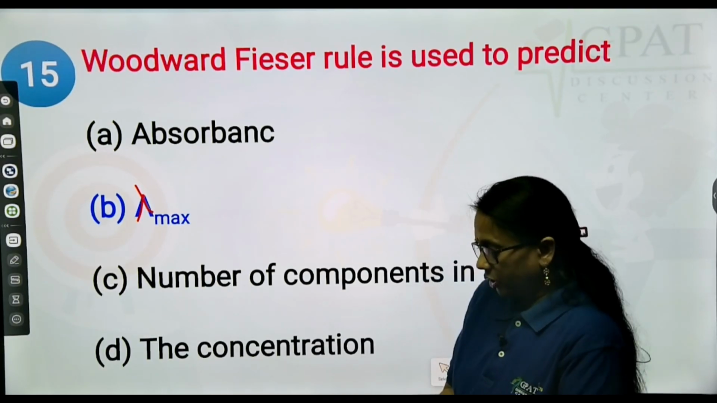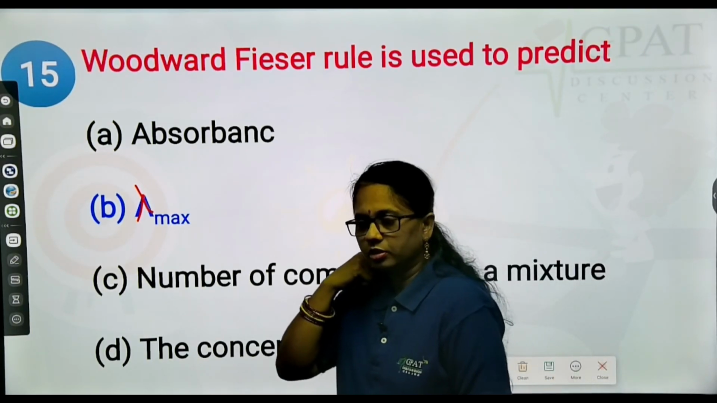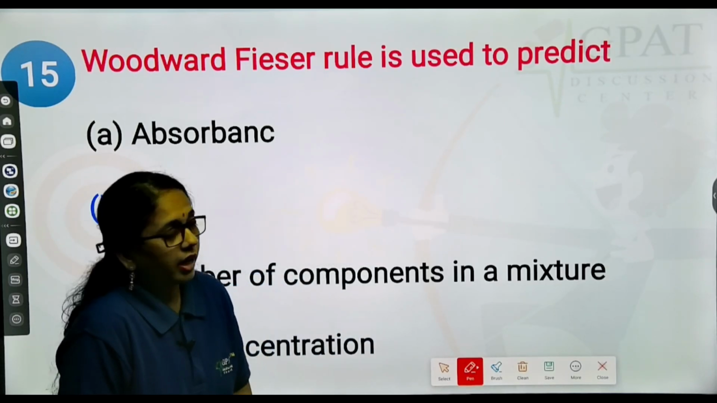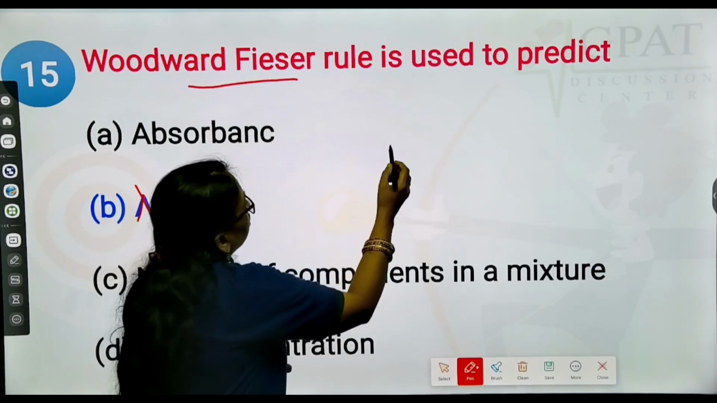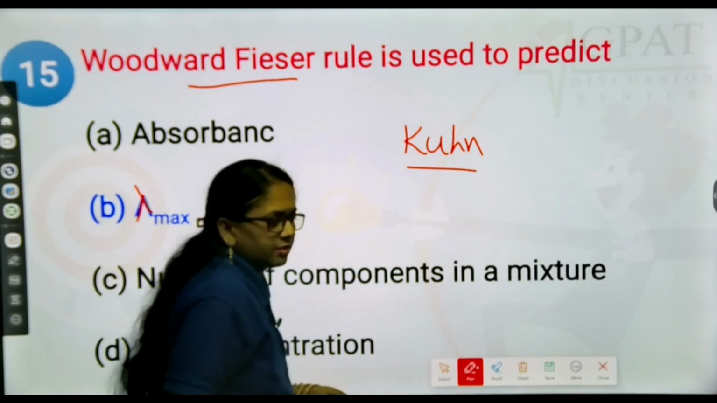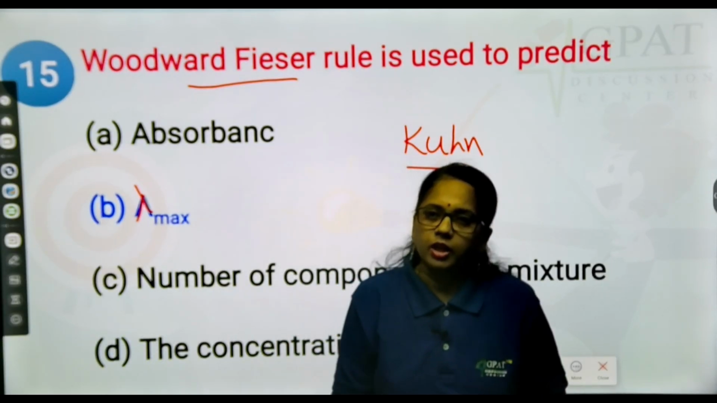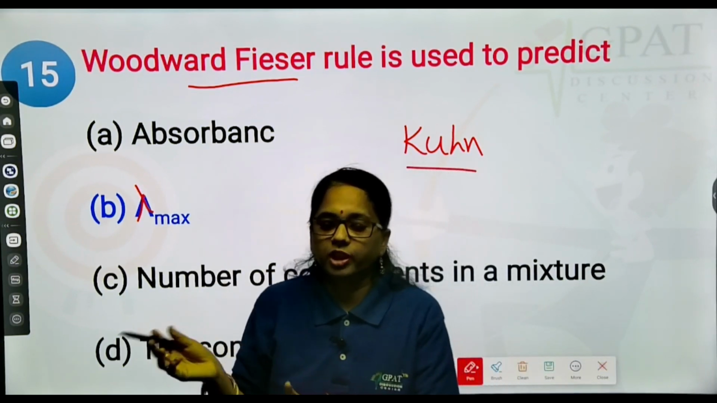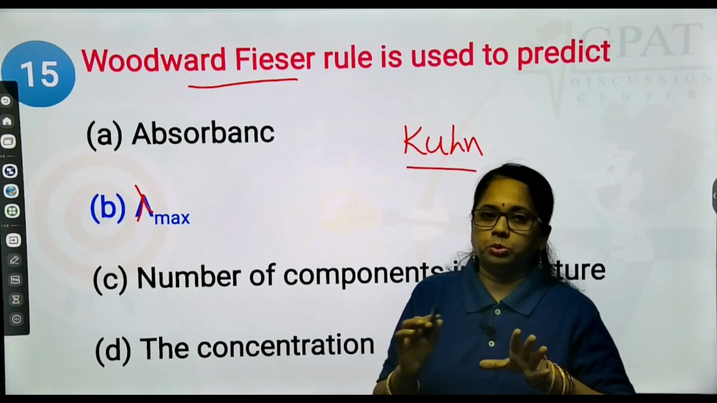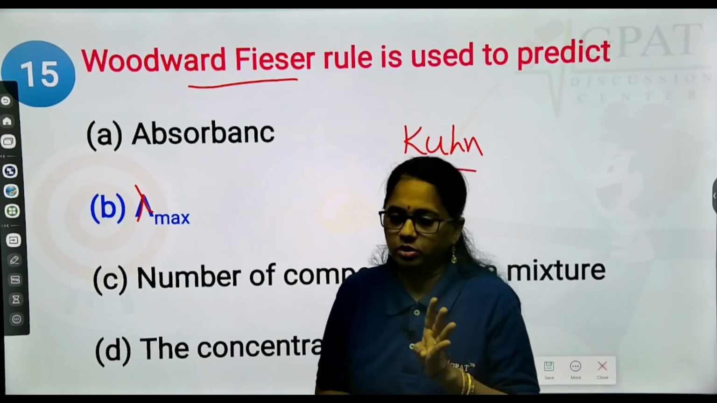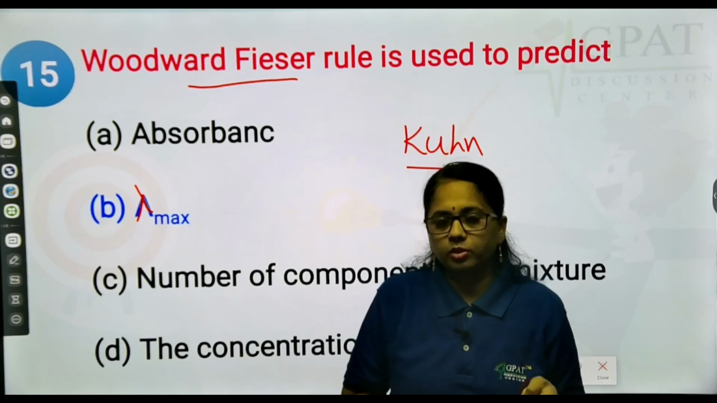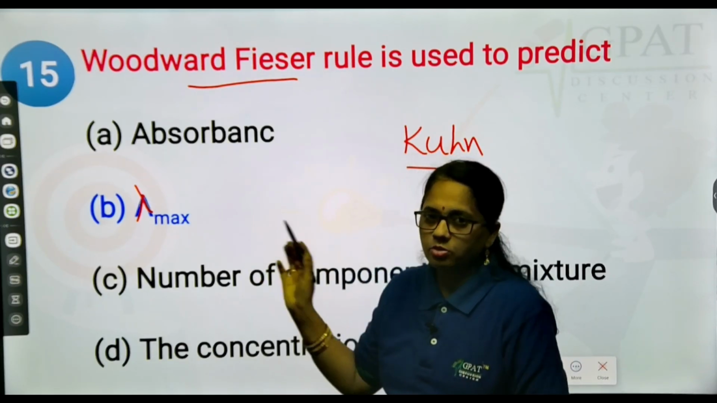Okay, and not only that, it is also going to be used for the bicyclic compounds, right? And not only the Woodward-Fieser rule, you are also going to see the Kuhn rule. This is obtained when the conjugation is more than 4. The Woodward-Fieser rule is applicable only up to a conjugation of 4. So if there are more than 4 conjugated bonds, then the Woodward-Fieser rule is not applicable.